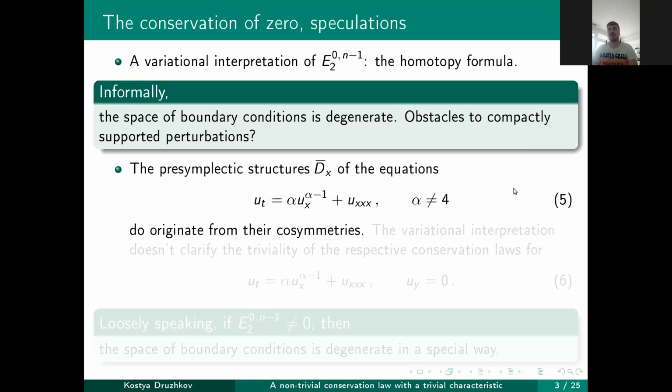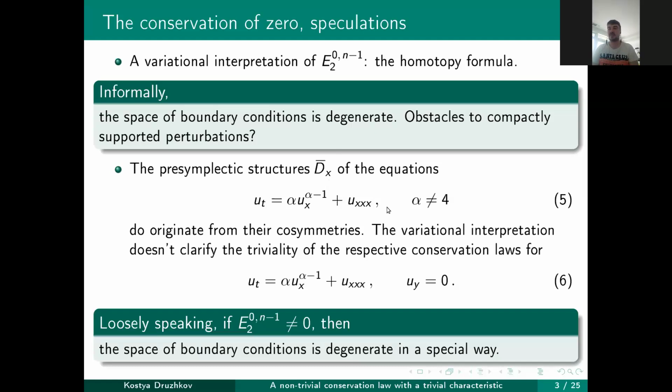Besides, we will discuss that the presymplectic structures of closely related equations, like the same equation but with a different coefficient. Equation 5 differs only in this coefficient alpha. If alpha is 4, then we have the potential mKdV. And if alpha is not 4, we have the corresponding equation. It also admits a presymplectic operator that looks the same. But all such presymplectic operators do originate from cosymmetries, actually. So they do not give us an opportunity to construct similar conservation laws for similar systems.